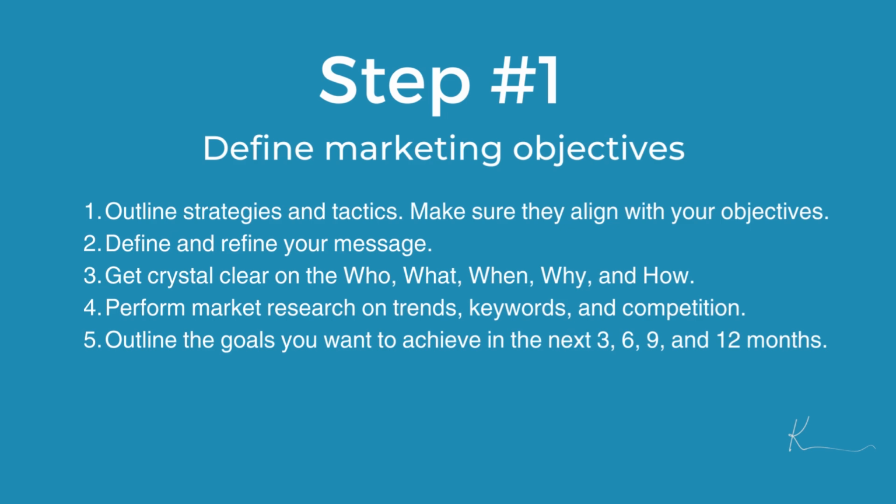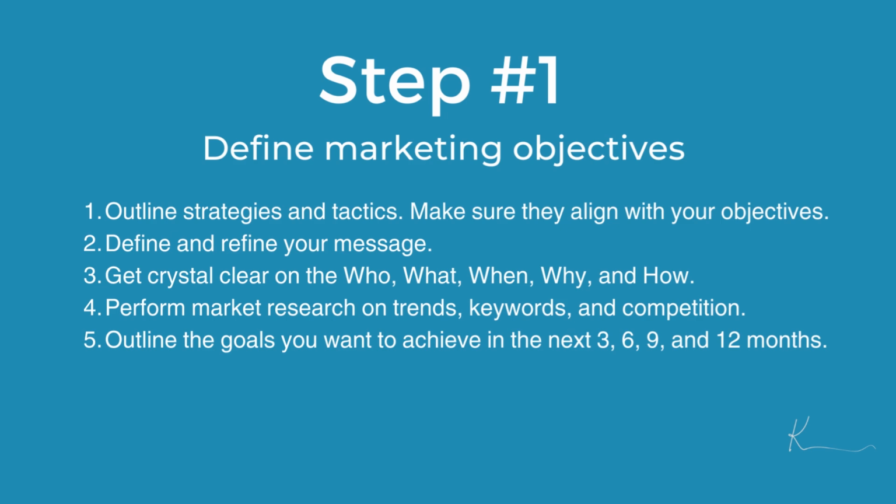So really get clear on all of these elements as part of your content marketing objectives and strategy. And of course, you're going to want to perform market research on these trends, your keywords for SEO purposes, your competition. What are they doing? What are they saying? And be very clear on the research, and that data is going to be super important when it comes to the type of content you create, the who, the what, the when, the why, and the how. And then, of course, outline the goals you want to achieve the next 3, 6, 9, 12 months.